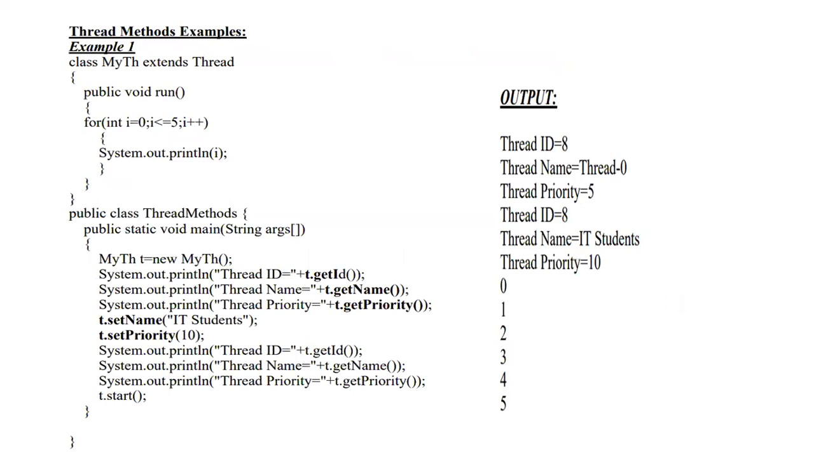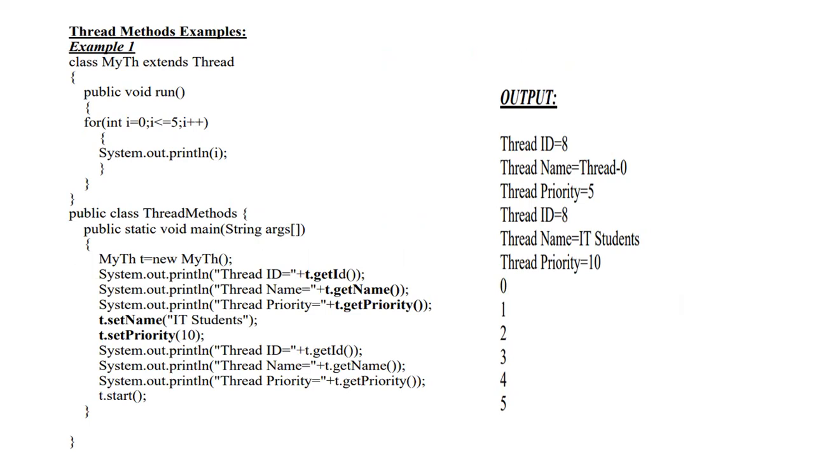This is a program for explaining thread priority and thread method example. Class MyTh is a class name that extends Thread. The public void run method is given here, which is a default method in the Thread class. for (int i = 0; i <= 5; i++): the starting value should be 0 and the ending value should be 5. We are printing the i value.